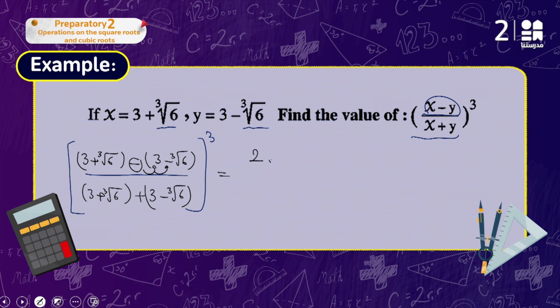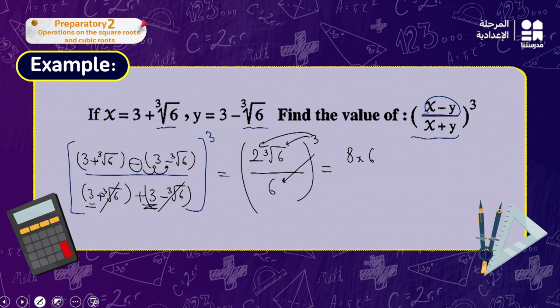So the result will be 2 cube root of 6 in the numerator, and in the denominator this will be 6, because here we do 3 plus 3, and the positive and negative cube root of 6 cancel together as additive inverses, all to the power 3. So the result here will be 8 times 6 over 216, since 6 to the power 3 is 216. So it's 8 over 36. The final answer: we divide by 4 up and down, so the result will be 2 over 9, and this is the final result.